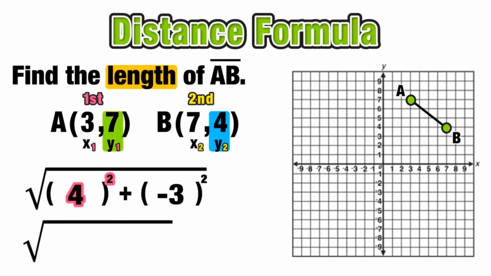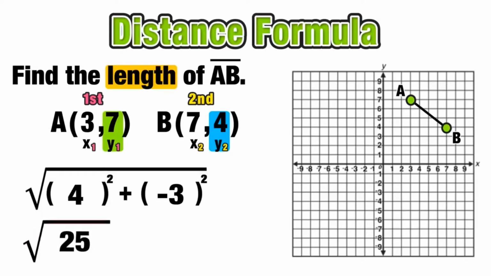Now we can evaluate the exponents. 4 squared is equal to positive 16. And we're adding that to negative 3 squared, which is equal to positive 9. Remember, a negative number squared is a positive value. And we know that 16 plus 9 is equal to 25.